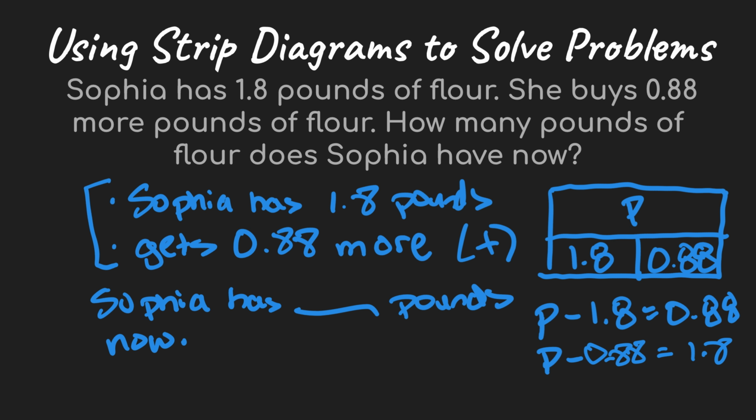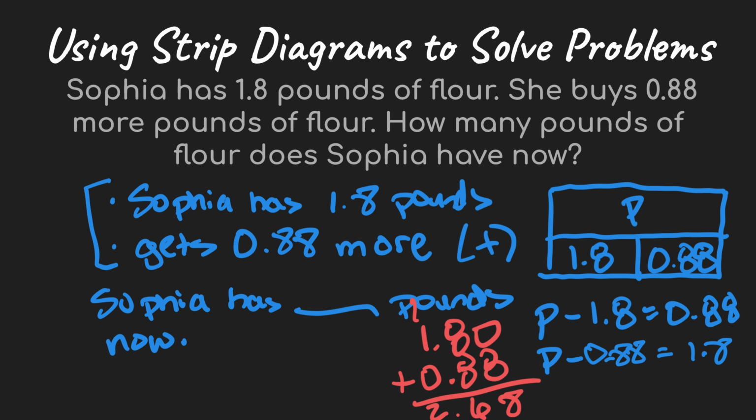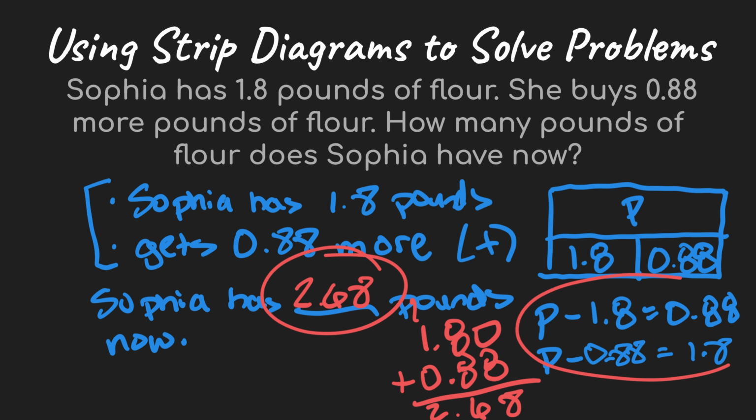So here I'm going to write in a different color. 1 8/10 plus 0.88, don't forget to line up your decimals here and fill any empty zeros. So 0 plus 8 is 8. 8 plus 8 is 16. So we would have 6 in the tens place and regroup a whole number. So I think she has 2.68 pounds. And we could go back and check that by doing any of these.